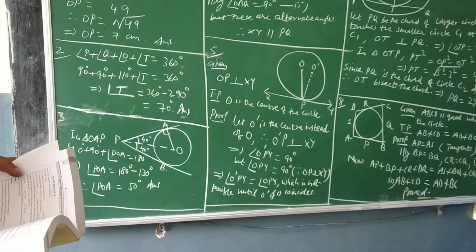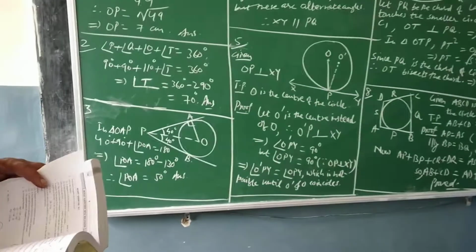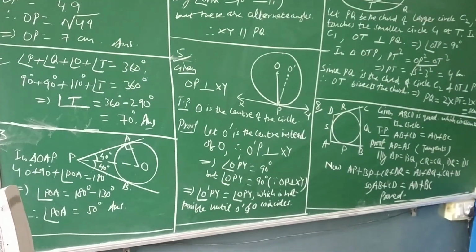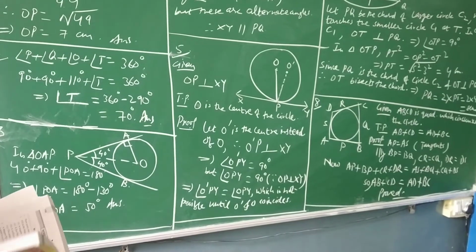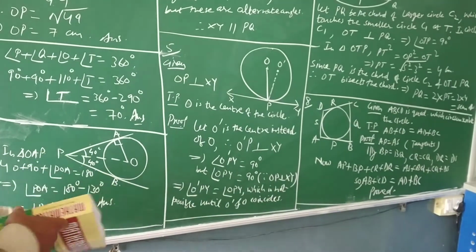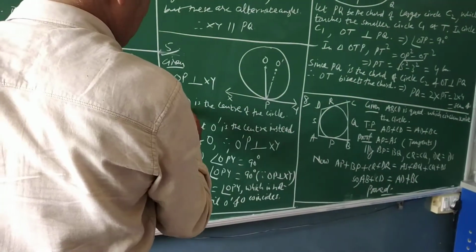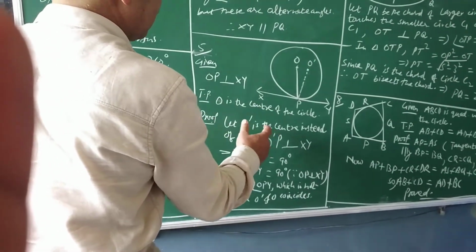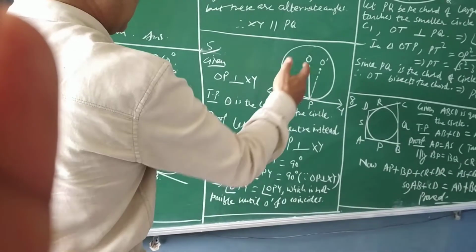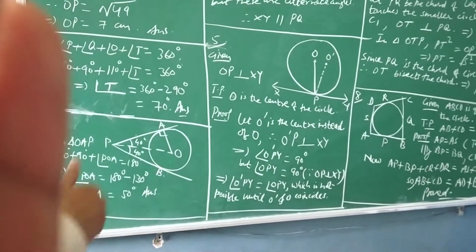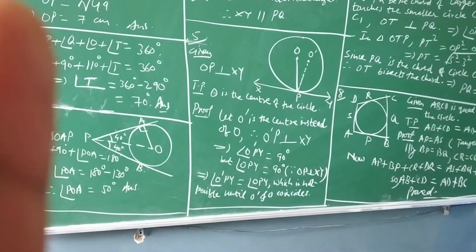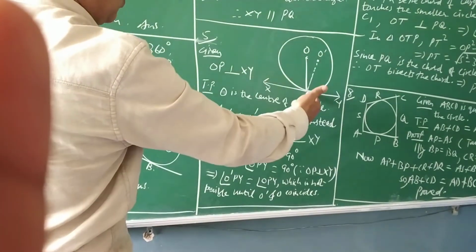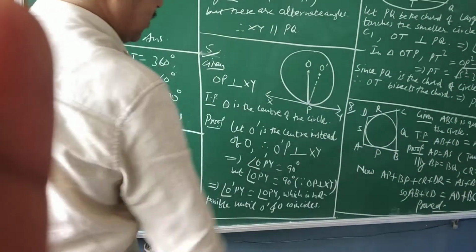So first of all, O is not given the center. I have to prove that O is the center of the circle. So let us say here OP is given perpendicular to XY. So O is the center of the circle, I need to prove. Let us say O dash is the center of the circle instead of O. Suppose O is not the center and O dash is the center. If O dash is the center, then definitely your O dash P will be perpendicular to XY.